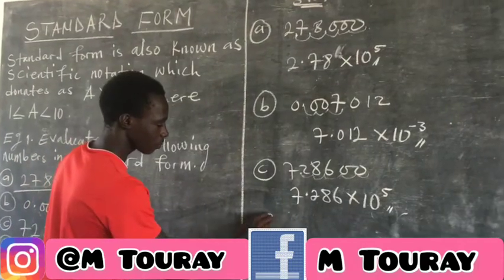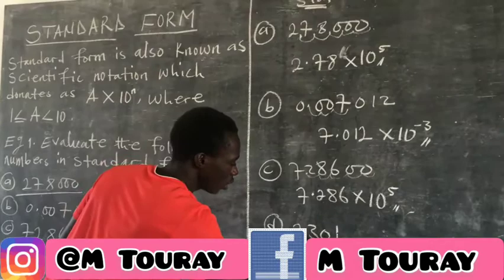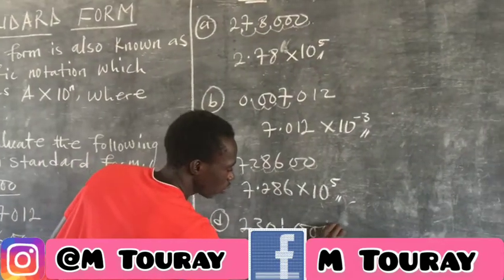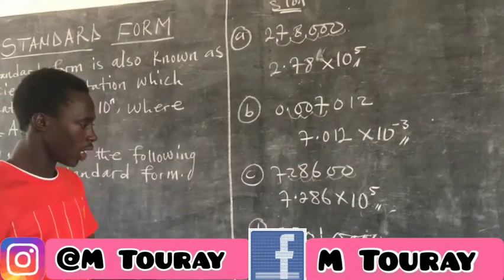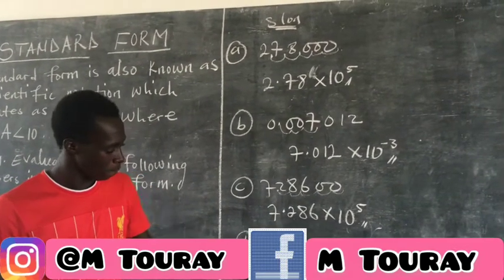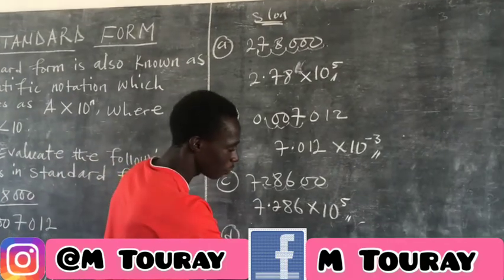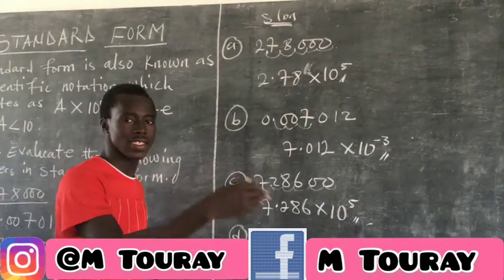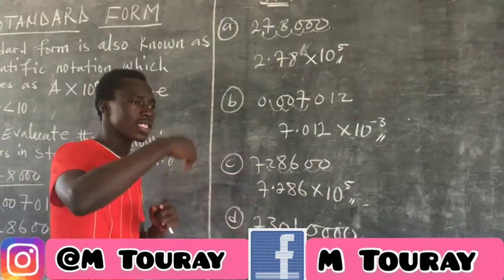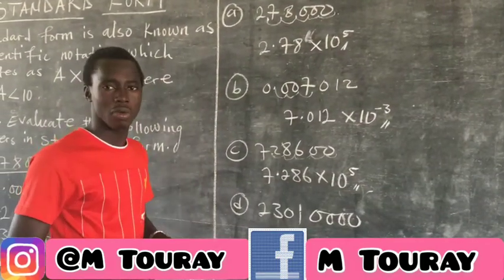Now D. We have 23,010,000. Now look at this. Here also the same thing. We have only the numbers. There is no decimal point. Now we have to start moving the point from what? From the right hand side. And I told you earlier that when we start moving the point from the right hand side to the left hand side, that power will be a positive power.